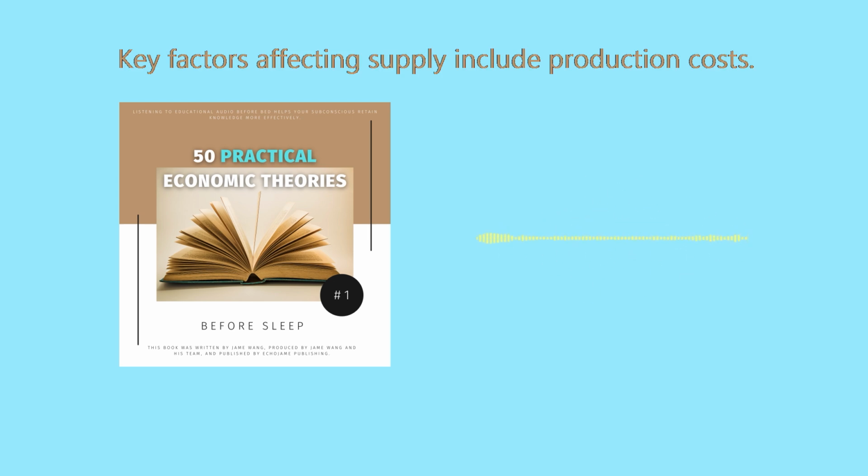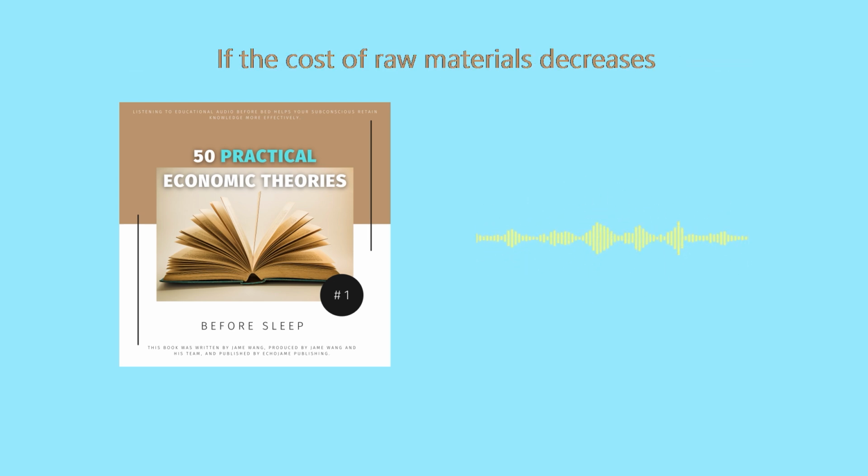Key factors affecting supply include production costs. If the cost of raw materials decreases, producers can supply more of the product at every price level. For instance, a decrease in steel prices can lead to an increase in coal production.